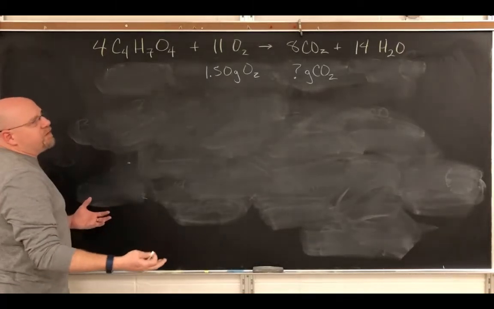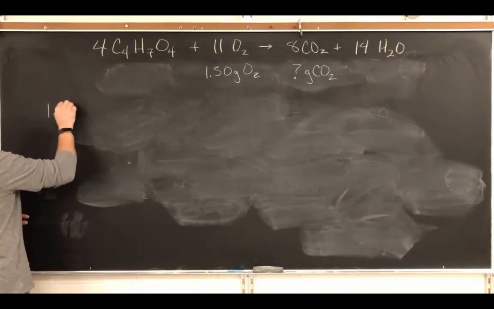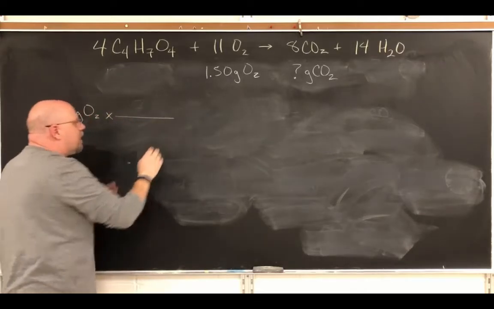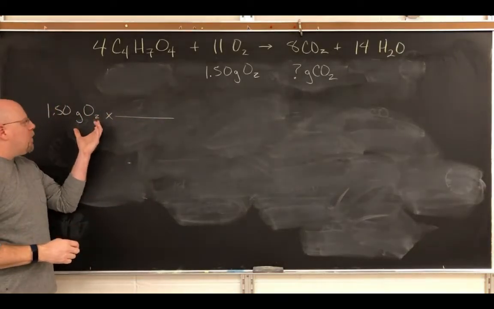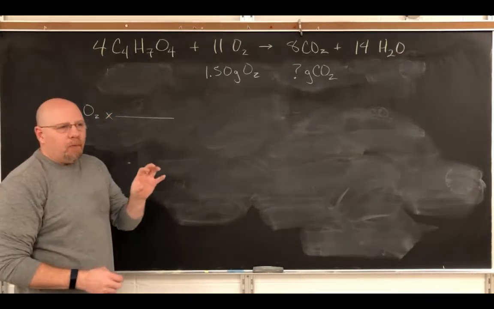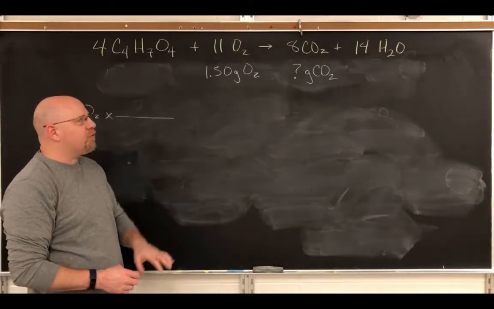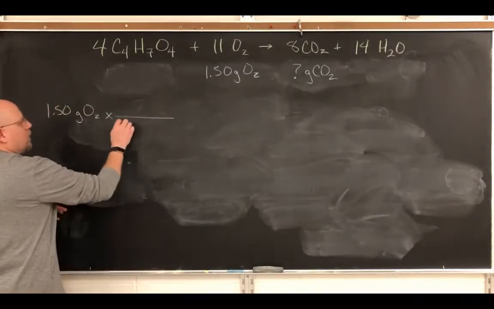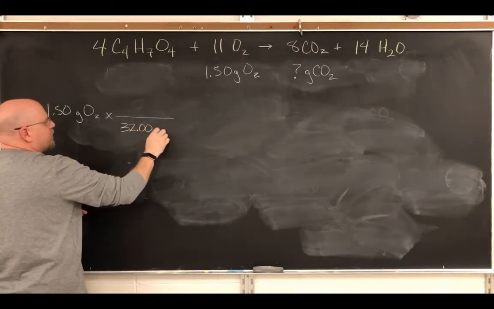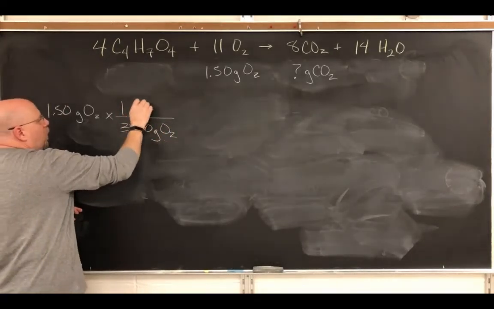So, just like we have been seeing, we start off with the value that we are given, 1.50 grams of oxygen times blank. Because we have the mass, we need to convert to the moles so that we can do our mole-to-mole conversion. A mole-to-mole conversion, reminder, is going to be done in every single stoichiometry problem you do. So the mass of oxygen off the periodic table is 32 grams of oxygen is equivalent to 1 mole of oxygen.